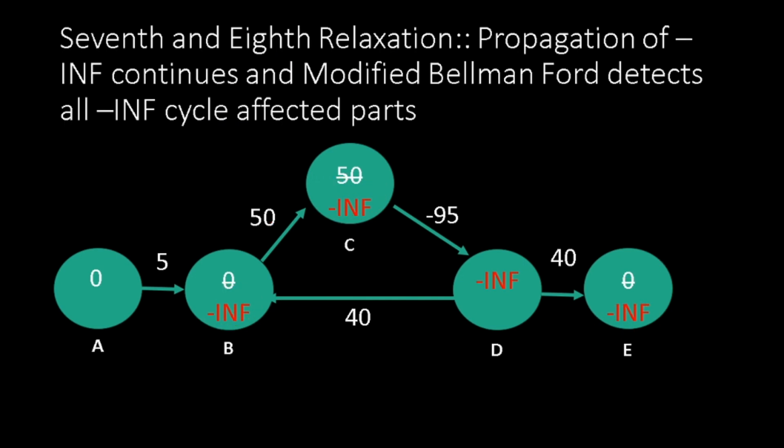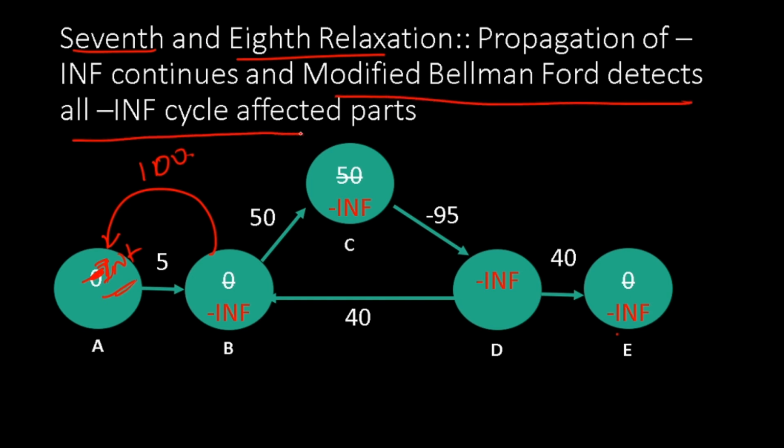Now, let's continue. If you do the next iteration, you can see there is no scope for relaxation. Why? Minus infinity here already, minus infinity plus 40, minus infinity. Similarly, minus infinity, minus 95, minus infinity plus 50, minus infinity plus 40, minus infinity. In fact, if we had a cycle like this and keep its weight as, let us say, 100, even this will become minus infinity. That propagation would have happened in this step. So in other words, if we modify Bellman-Ford, we can detect all negative cycles and we can label them as all minus infinity.